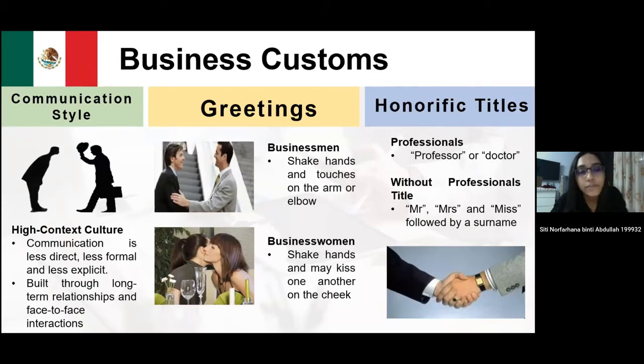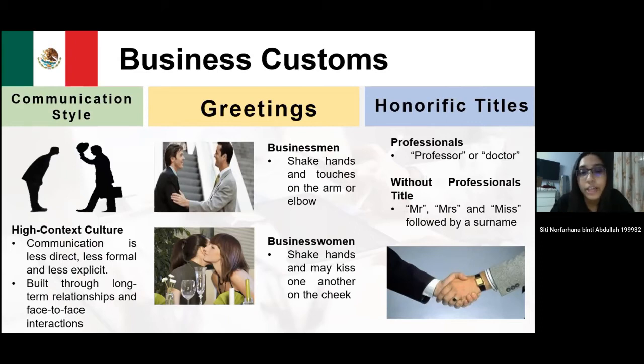There are a few business customs that can be found in Mexico, the first one being the communication style. Mexico is generally considered a high-context culture, meaning one in which connections have developed over years of interaction and a shared understanding of expectations, which can be built through long-term relationships and face-to-face interactions.